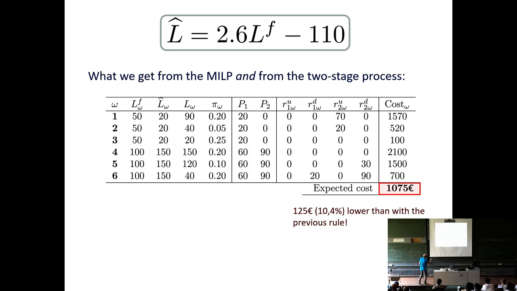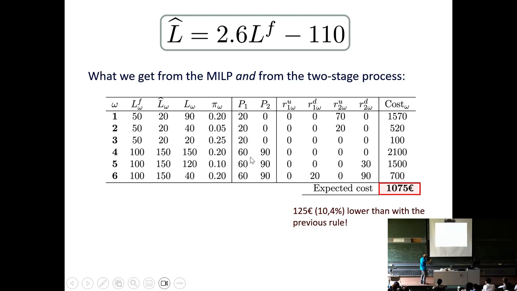But now you can see the rule. If the forecast is 50, if the context is 50, 50 multiplied by 2.6 is 130, minus 110 is equal to 20. And then we get 20, 0. All the way the first three scenarios. If my context is 100, then this is 260 minus 110 is 150. 150, and then we get 60, 90.